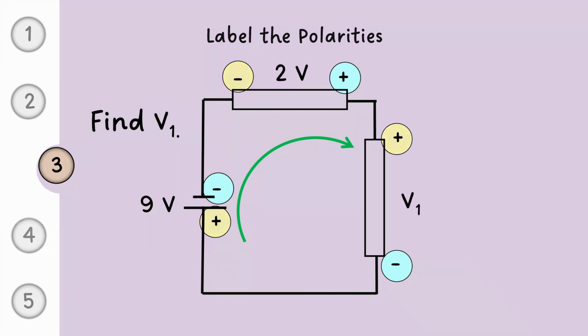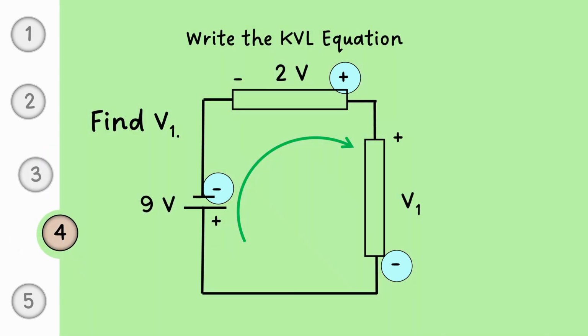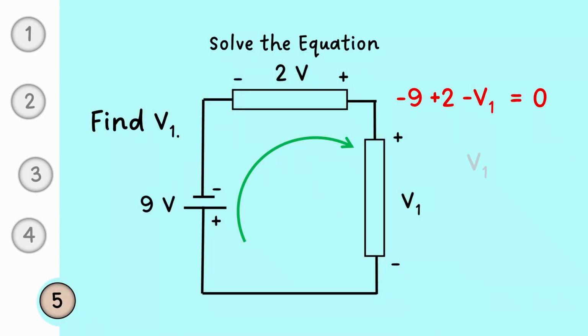Now, let's write the KVL equation for this circuit. Minus 9 plus 2 minus V1 equal to 0. From this, V1 is equal to minus 7 volt.